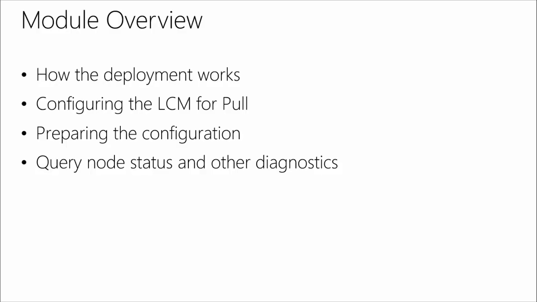Let me show you the module overview. We're going to take a look at how the deployment works. Actually, you've already got a great idea of this. We're going to configure the LCM, but this is where some of that chewiness is going to come in. We're going to have to do some special things here. We're going to make a configuration pretty straightforward, and then we're going to show you how to get some node status and some other diagnostics that are available as you're trying to troubleshoot all of this. Some of them you've already seen, but some of them you haven't.